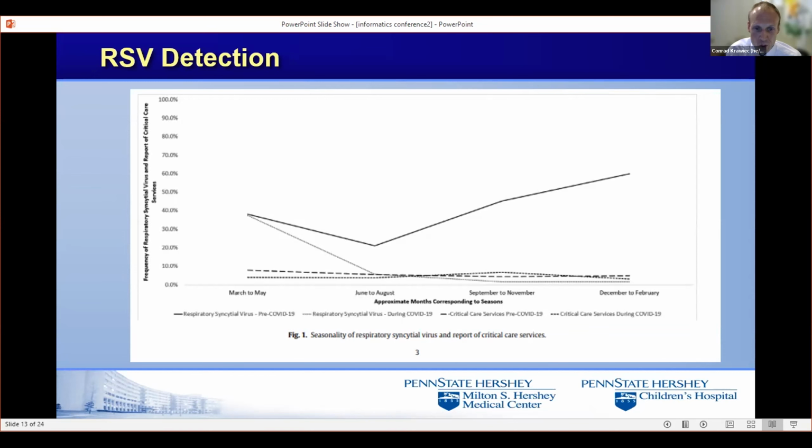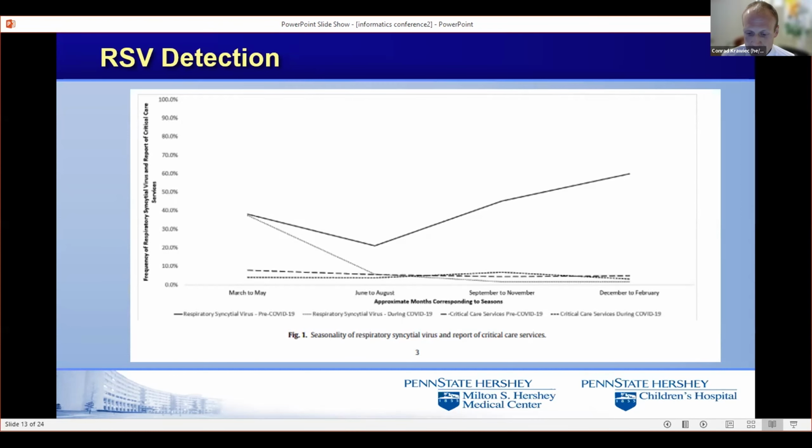As you can see from this graph, pre-COVID, you can see the seasonality, how it dips down in June and August and how it starts to increase in September, November, December. That was pre-pandemic. That's how these increased frequency and surges occurred pre-pandemic. And during the pandemic, because of social distancing and everything else, you can see how the diagnostic codes decreased to almost less than 10% or so.